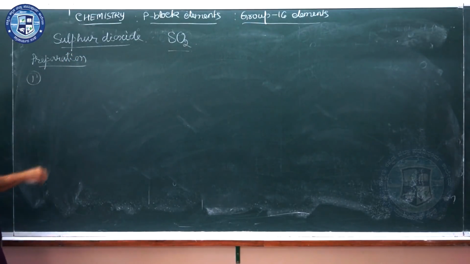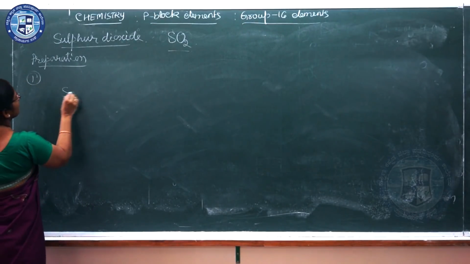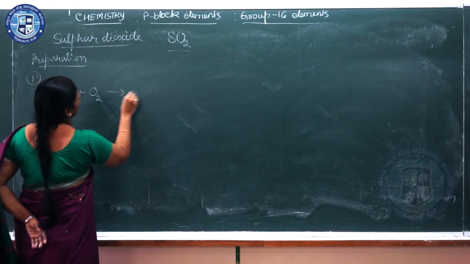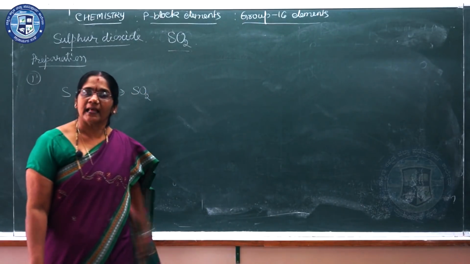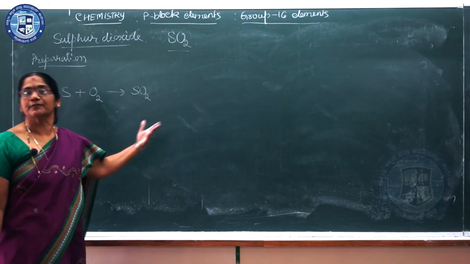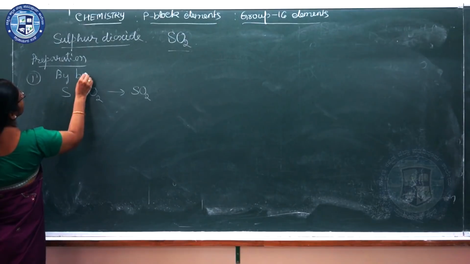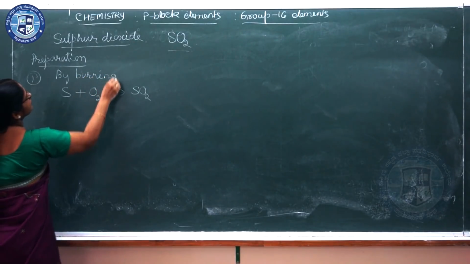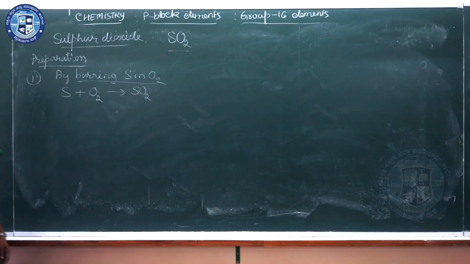First one, by burning sulfur in oxygen. When sulfur is made to react with oxygen, it gives sulfur dioxide. But in this method, along with sulfur dioxide, traces of sulfur trioxide are also formed. So by burning, or you can call it the oxidation of sulfur into sulfur dioxide.